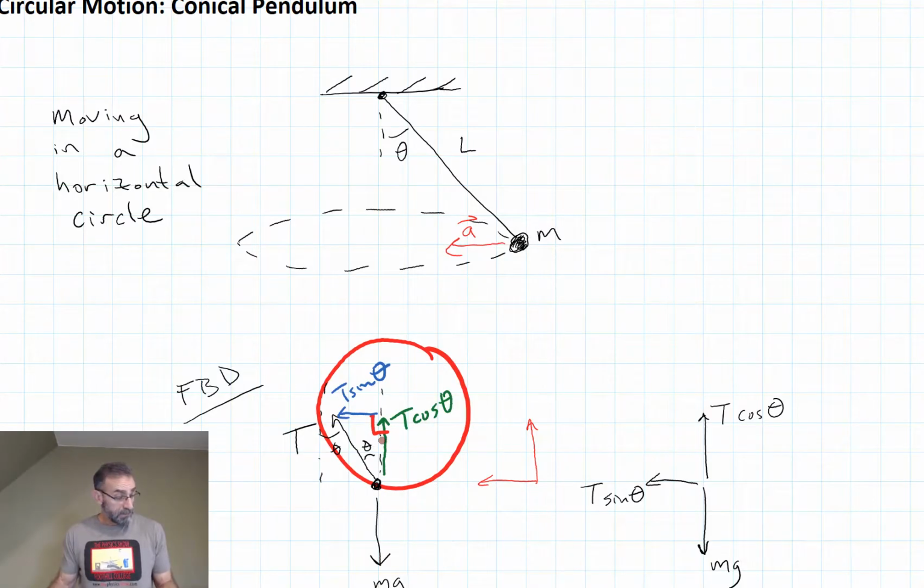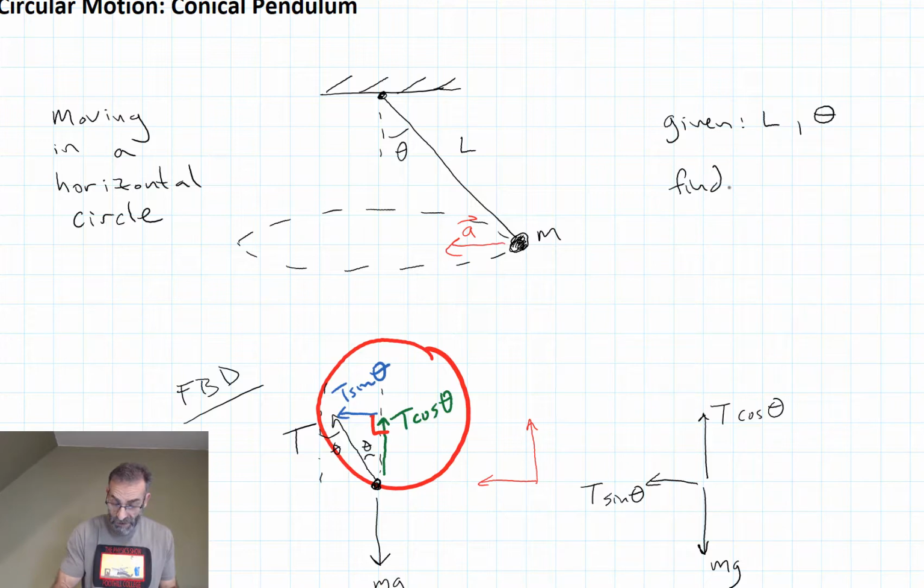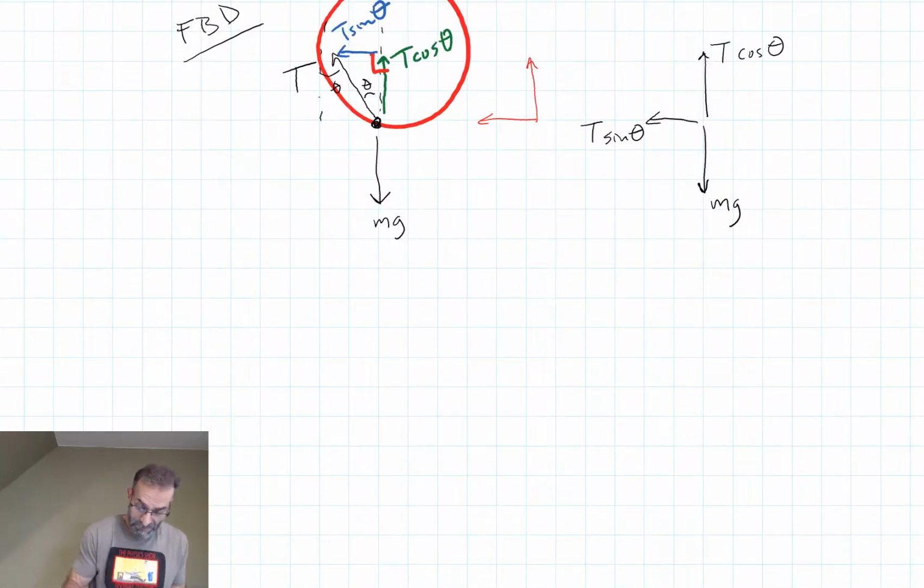So in this problem, if we were given the length of the string and theta, and we were being asked to find the speed of our object as it goes around, then we would treat this as a forces problem. Sum of the forces equals ma. That's what we do with circular motion problems, because we know the acceleration in the radial direction has to have this special value, v squared over r. So let's do that.